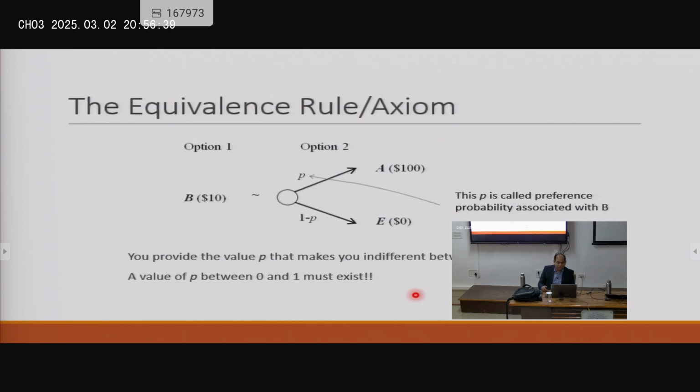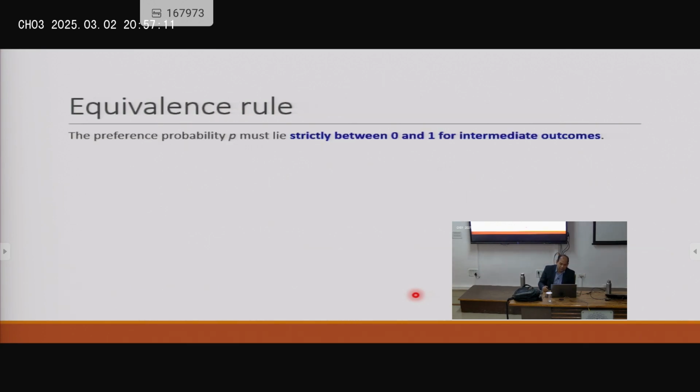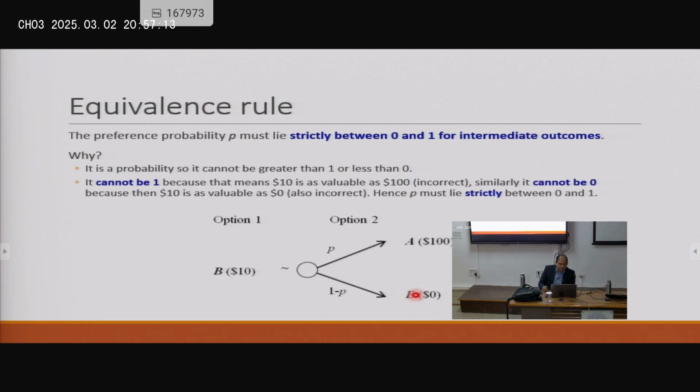So in this case, if you say P equals 1 makes you indifferent, then you're saying B and A are the same, correct? A 100% chance of getting A is the same as a 100% chance of getting B. Well, that's not what you said earlier. Similarly, P equals 0 also doesn't make any sense, because then we're saying $10 is the same as $0. So you're violating your own order rule. Basically, you can look at your responses to the order rule and see if your preference probability makes sense or not. Okay? So it's a pretty straightforward concept, nothing really difficult here.